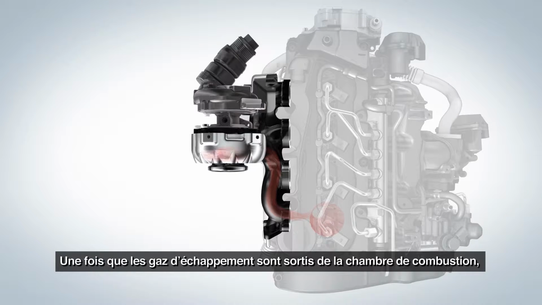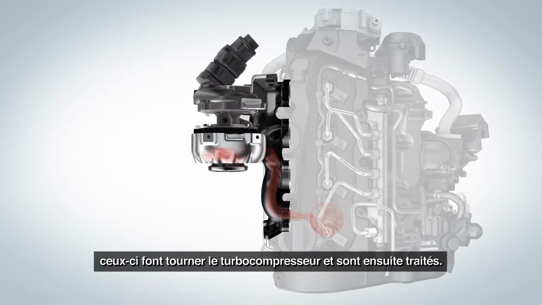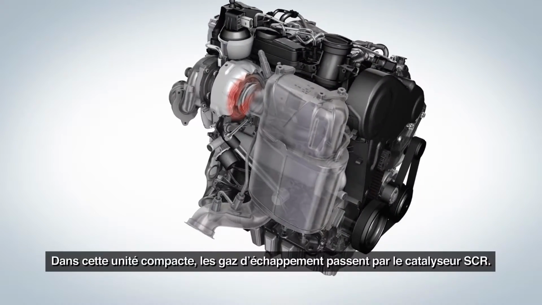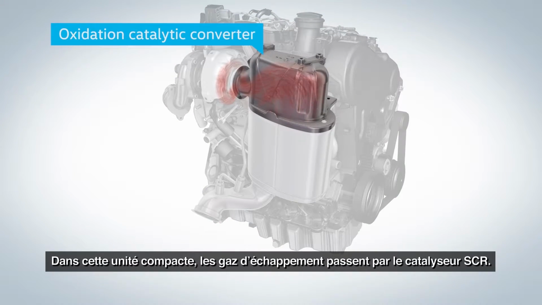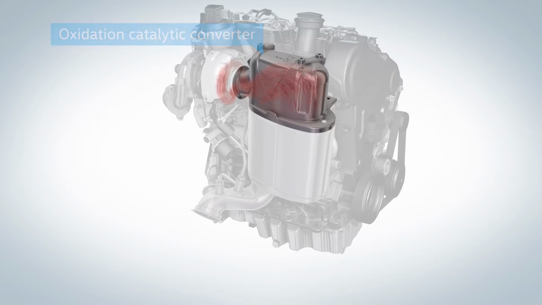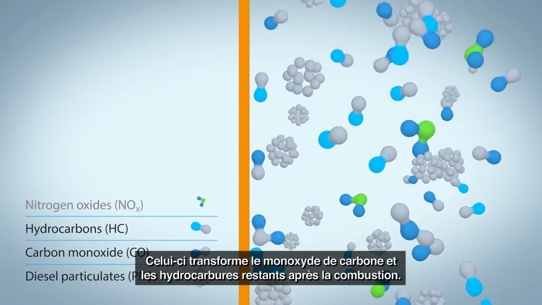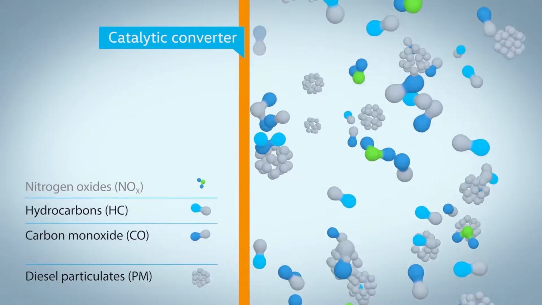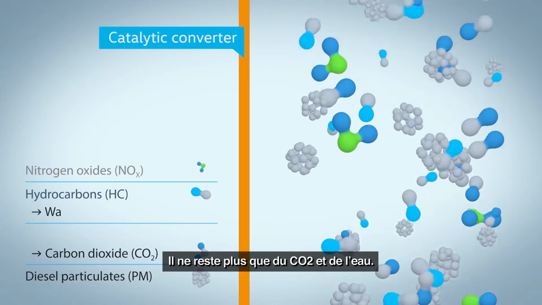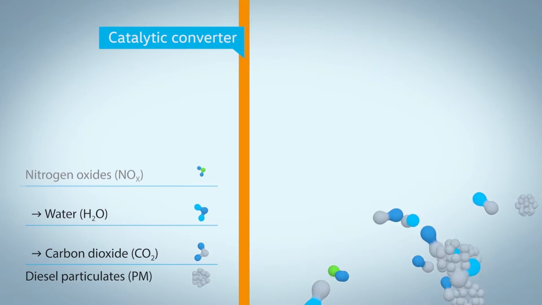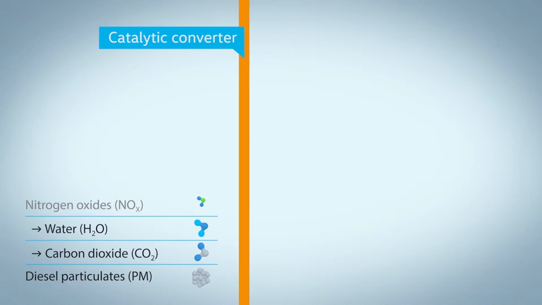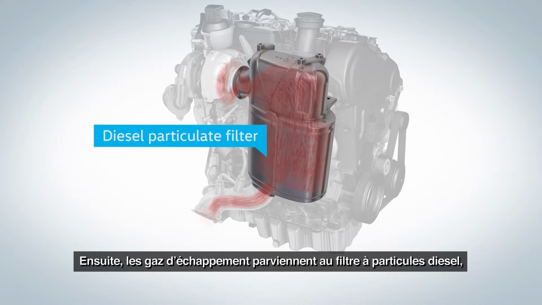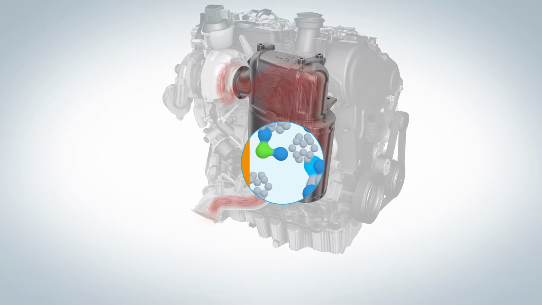After the exhaust gas has left the combustion chamber, it drives the turbocharger and moves on to the exhaust gas aftertreatment. In this compact unit, the exhaust gas encounters the oxidation catalytic converter. This converts the carbon monoxide and hydrocarbons left over after the combustion process. The products: CO2 and water. In a next step, the exhaust gas reaches the diesel particulate filter, which eliminates the soot.